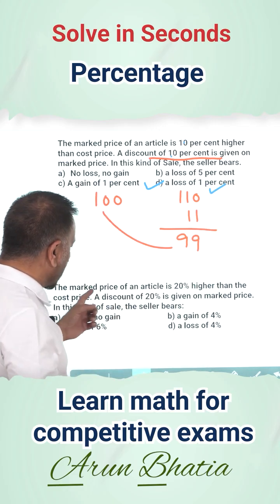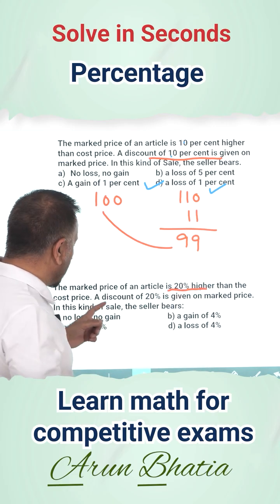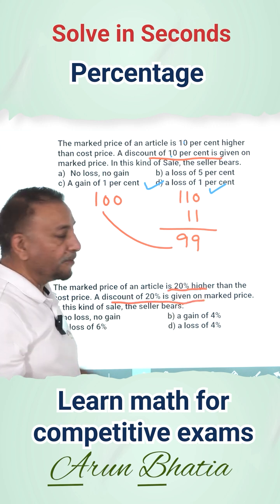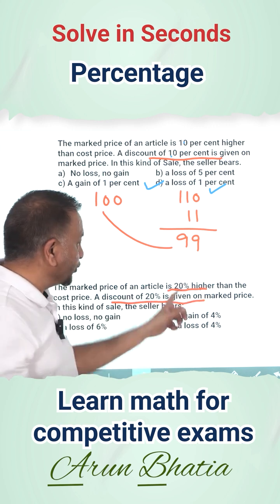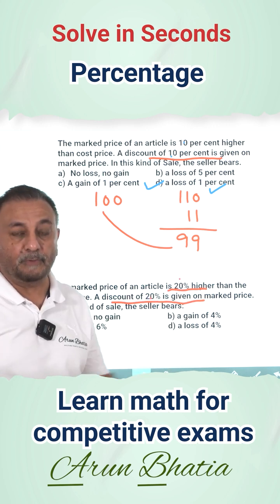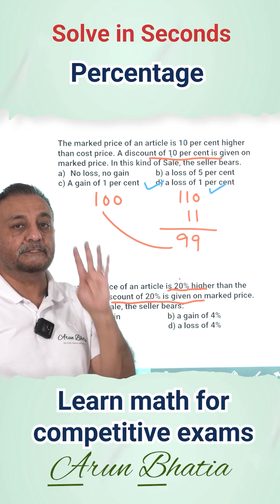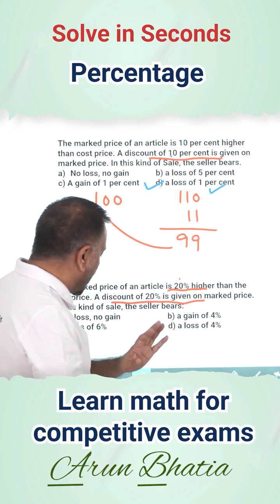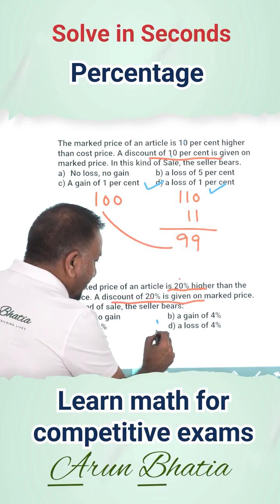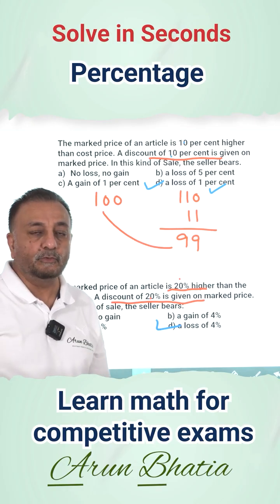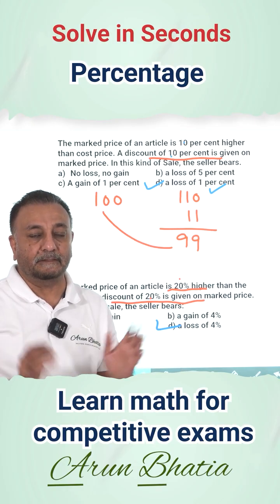Solve this question. The marked price of the article is 20% higher, and then a discount of 20% is given. 20 into 20 is how much? 400 upon 100. That means a 4% loss. It is a discount or loss of 4%. This is the answer. So you can use this method orally without using a pen.